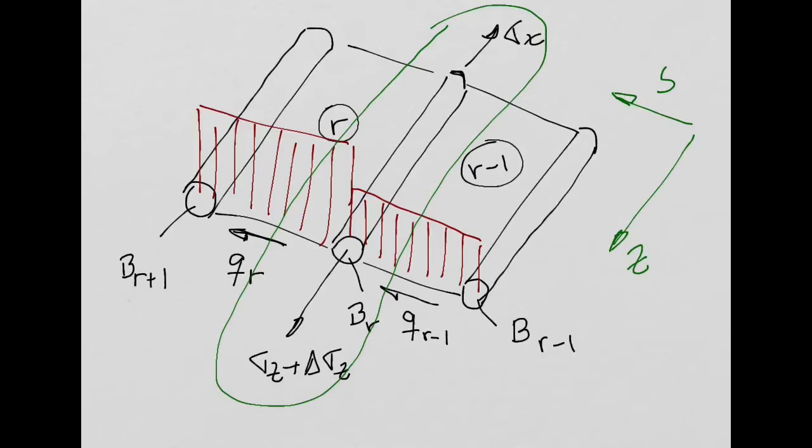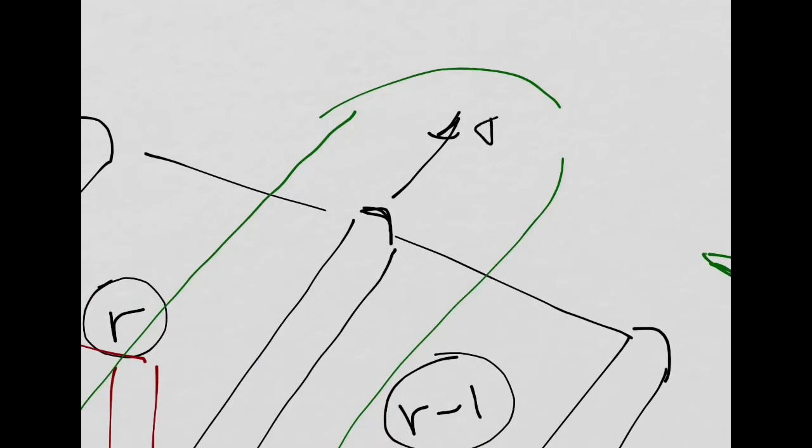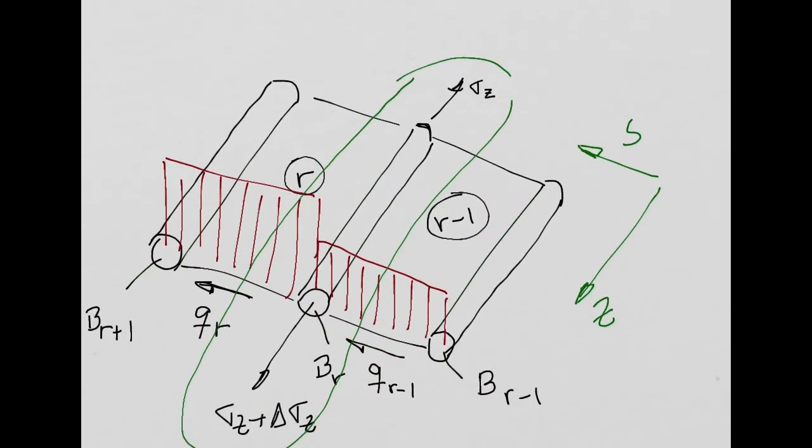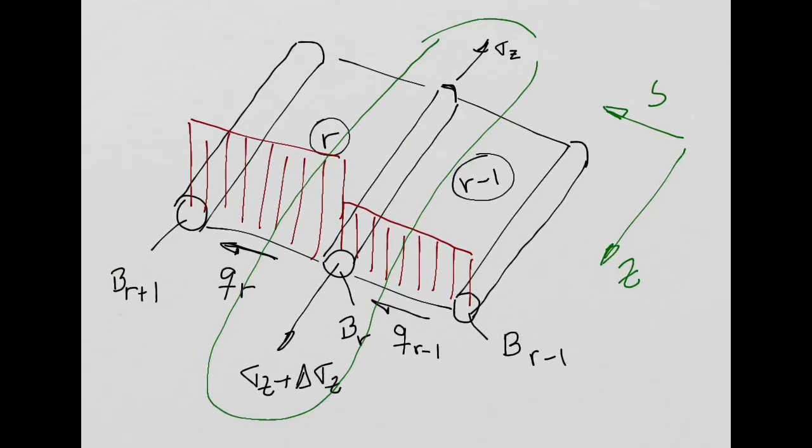That must be sigma z at the top. Yeah, this is a Z. It looks like an X, right? Sorry, this is supposed to be a Z. This is sigma Z. Okay?